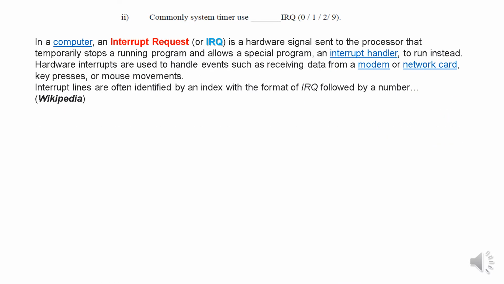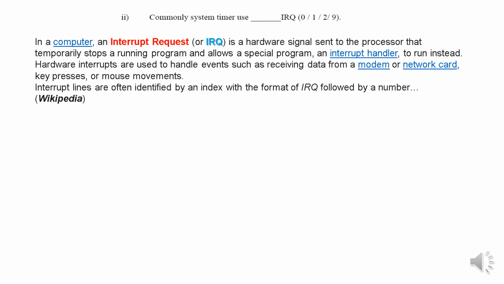The question is: commonly the system timer uses dash IRQ. First we should know the basic concept of IRQ. Let's read this from Wikipedia. In a computer, an interrupt request, that is IRQ, is a hardware signal sent to the processor that temporarily stops a running program and allows a special program, an interrupt handler, to run instead.